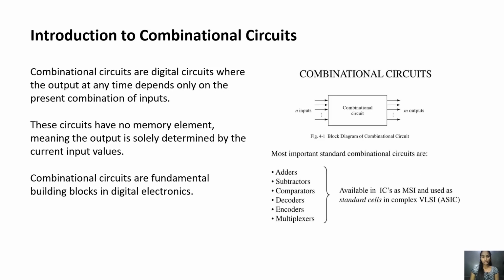Introduction to combinational circuits. Combinational circuits are digital circuits where the output at any time depends only on the present combination of inputs. These circuits have no memory element, meaning the output is solely determined by the current input values. Combinational circuits are fundamental building blocks in digital electronics.